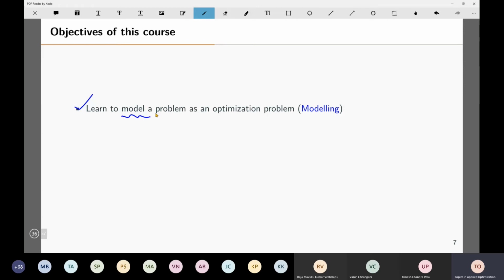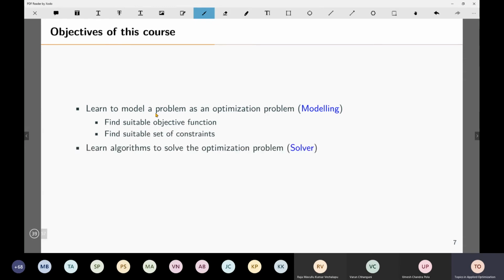So how do you model a problem? That's one thing. You find a suitable objective function. What is the suitable objective function for your model? What are the constraints that you have in hand? And then the second part. It's not necessary that both parts will follow separately; they will be mixed.